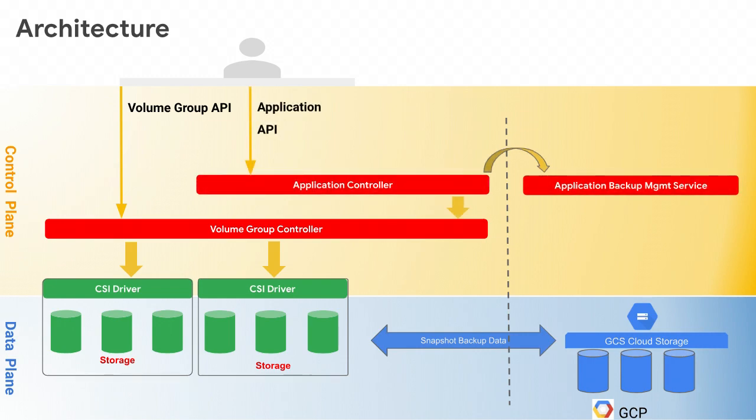So the next component is the application controller and API. The application controller and API are responsible for taking application level, application consistent snapshots and backups, which include both persistent data and application metadata. And we use an application backup management service as a global registry for our backups, so the backups could be used across different Kubernetes clusters. And the third component is the application policy controller and API, which is responsible for scheduling and retention of application level snapshots and backups, given some policies.